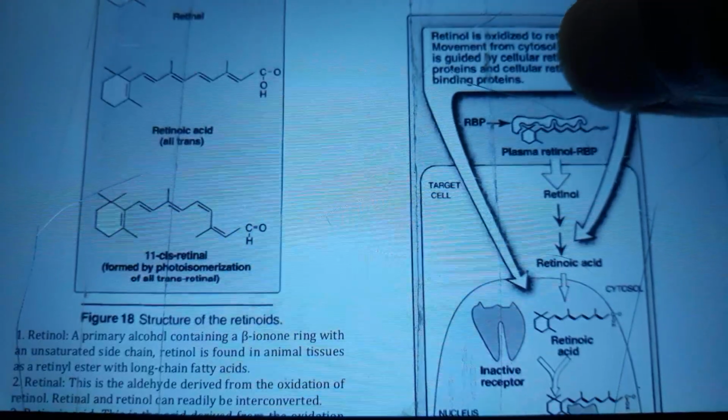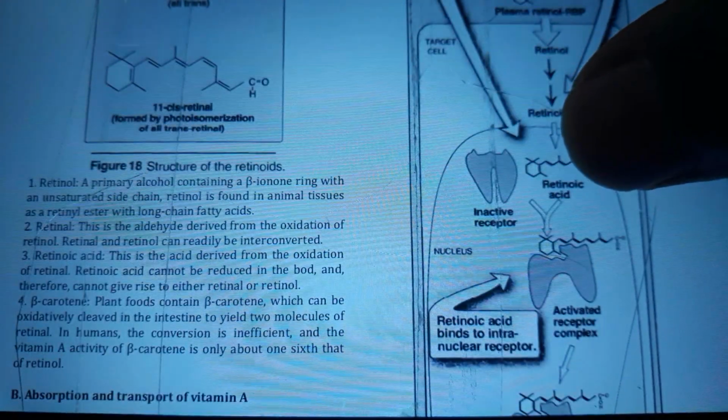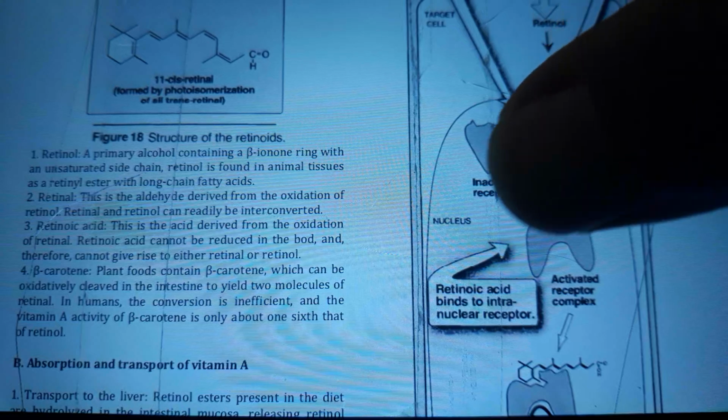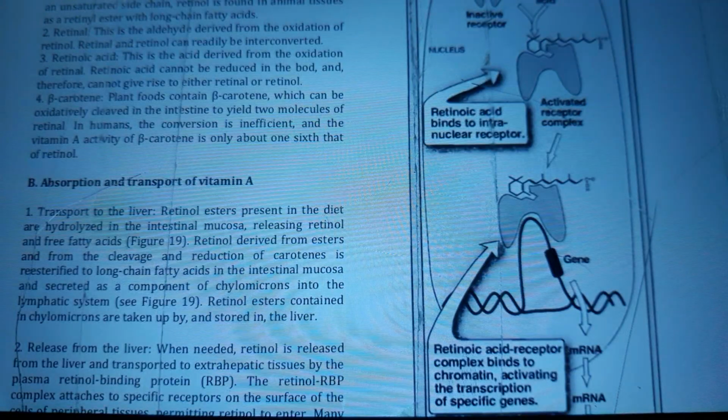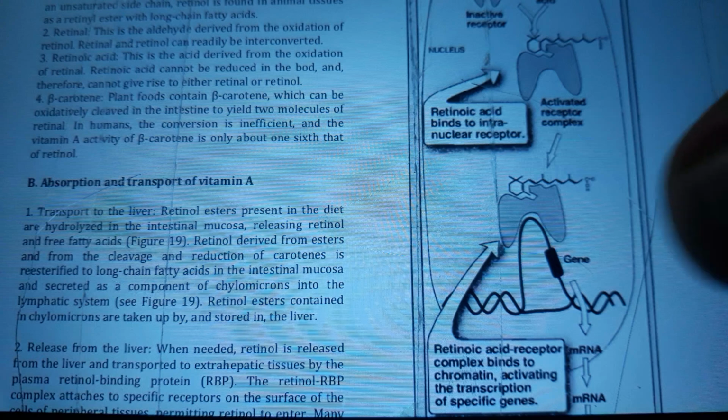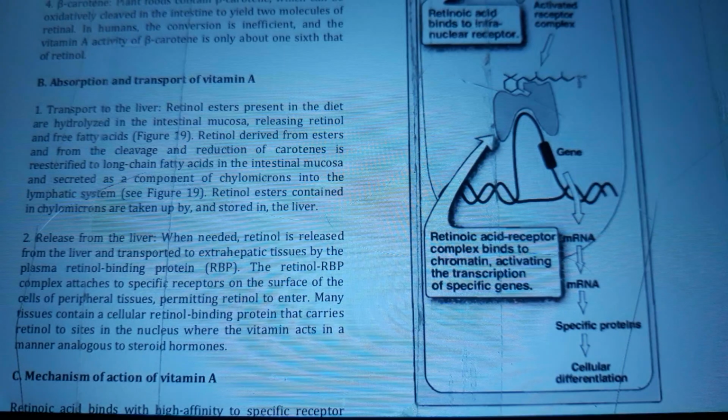Retinol, retinal, and retinoic acid. All-trans and 11-cis retinal are formed by photoisomerization of all-trans retinol. Second, retinal. First is retinol, second is retinal. This is the aldehyde derived from the oxidation of retinol, and retinal and retinol can readily be interconverted. And retinoic acid is the third. This is the acid derived from the oxidation of retinal. Retinoic acid cannot be reduced in the body and therefore cannot give rise to either retinal or retinol.